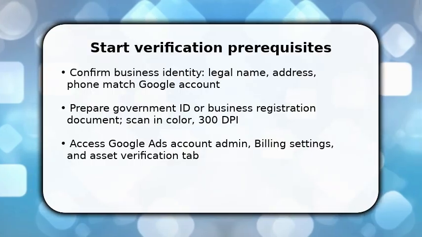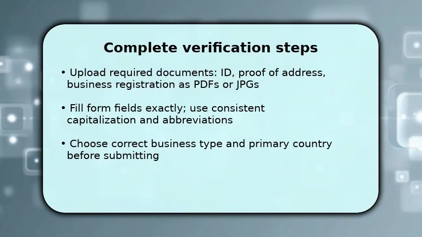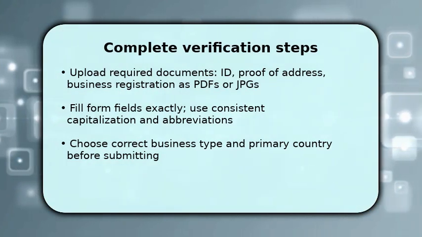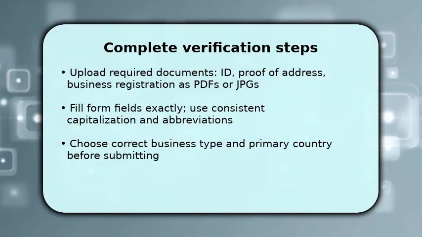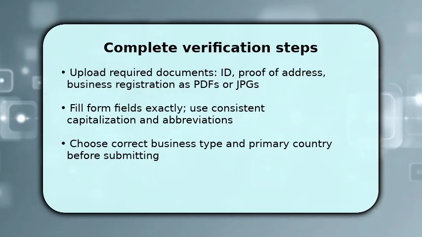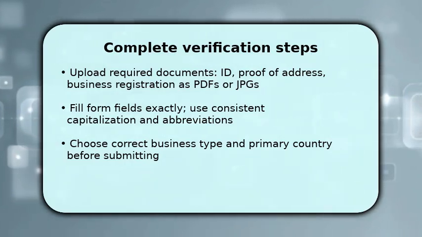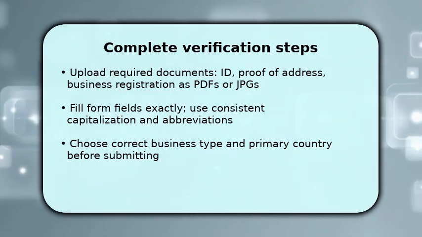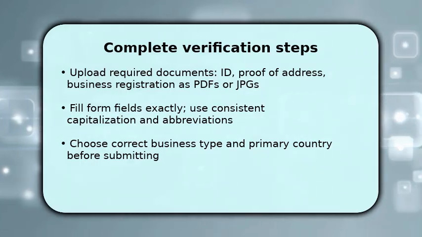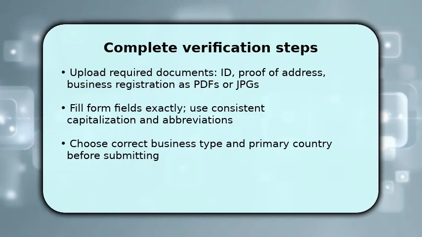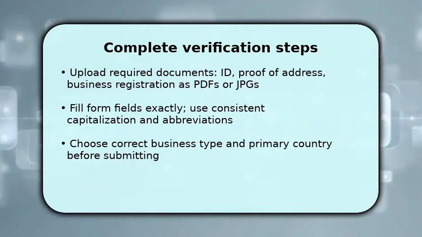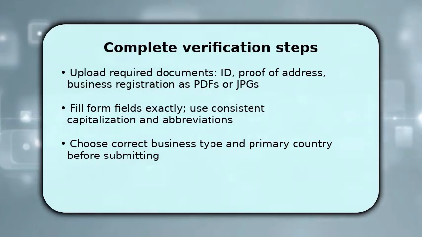Once your documents are uploaded, follow the guided form and complete every field carefully. You will reduce review time if you match names and addresses exactly. Select the correct business type and primary country because Google applies different rules per jurisdiction. Upload each document in the required format and label files clearly, then double-check file legibility and file size limits.